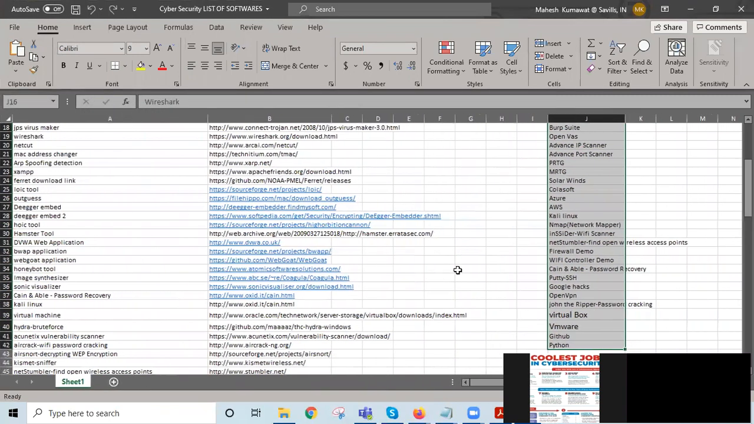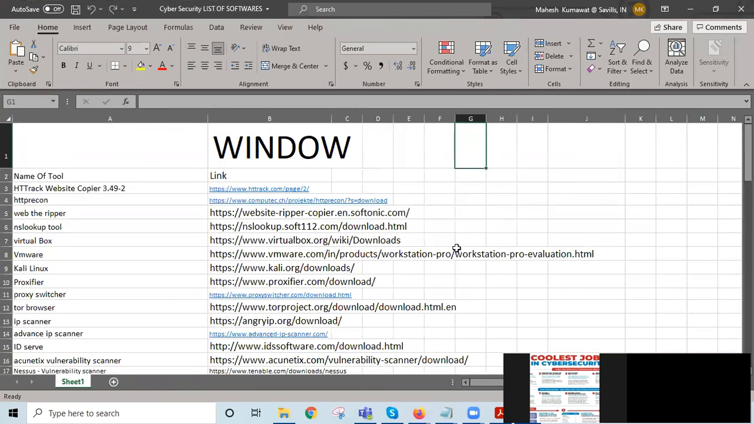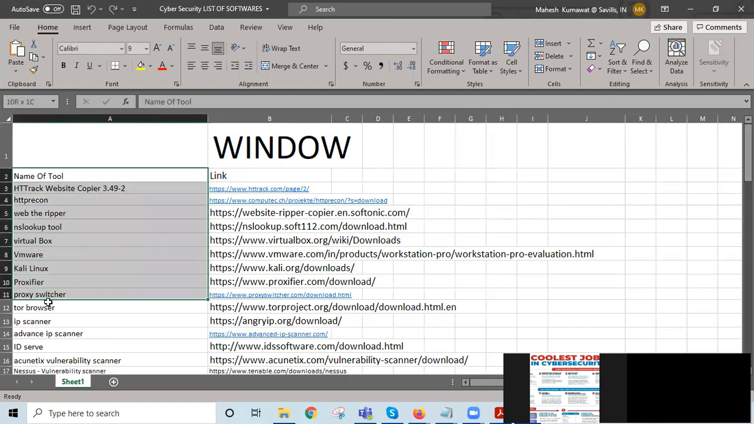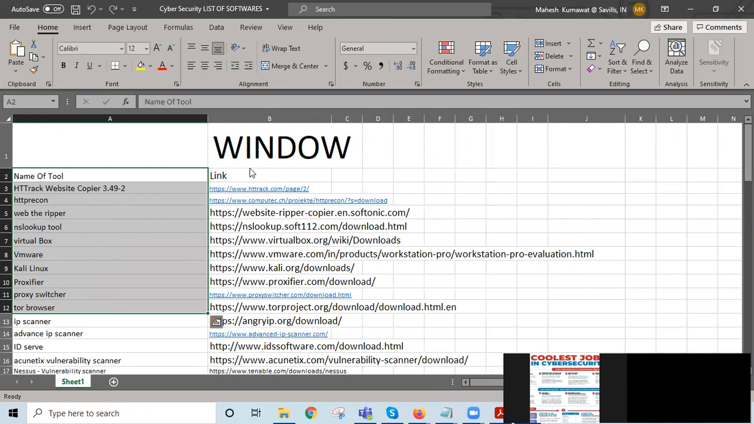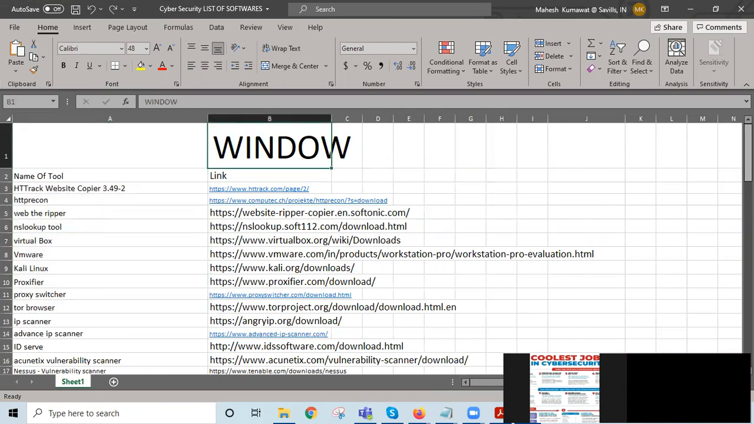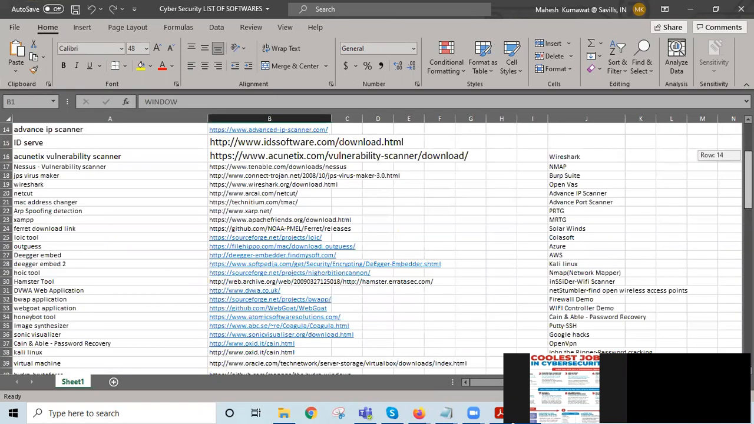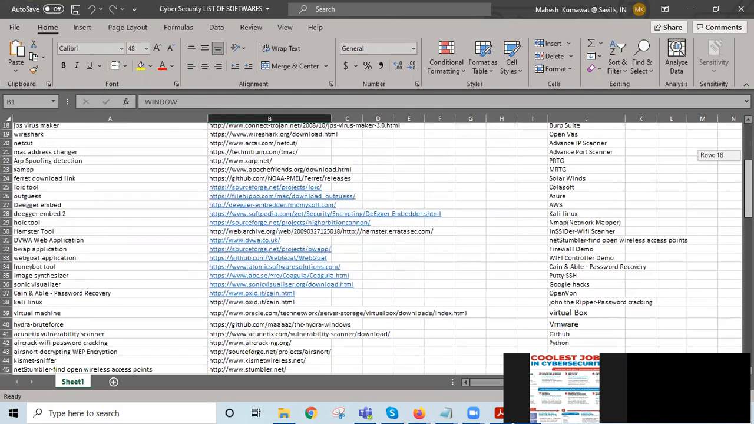Just take a look here. This is what I'm sharing with you, no problem. This is the Windows platform. This is the name of the tools: Kali Linux, VMware, VirtualBox, NSLookup, proxy, IP scanner, Advanced IP Scanner, and these are the links, URLs. I'm sharing them with you. Just work on those things.